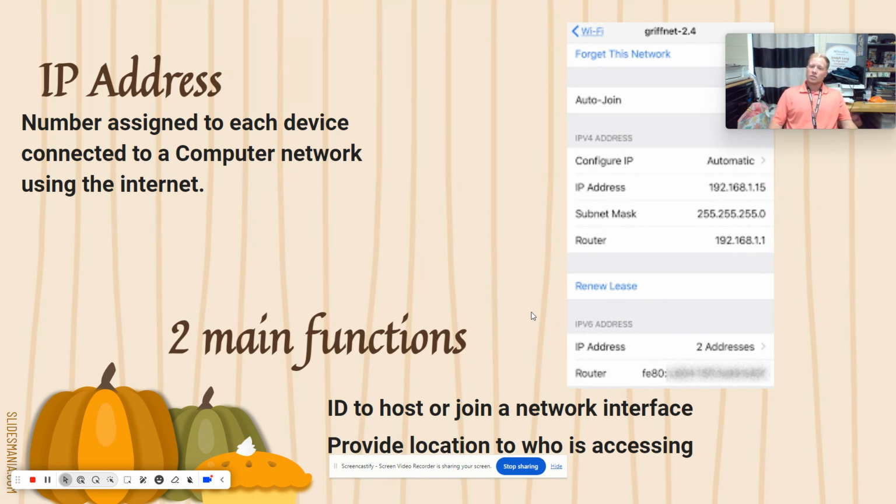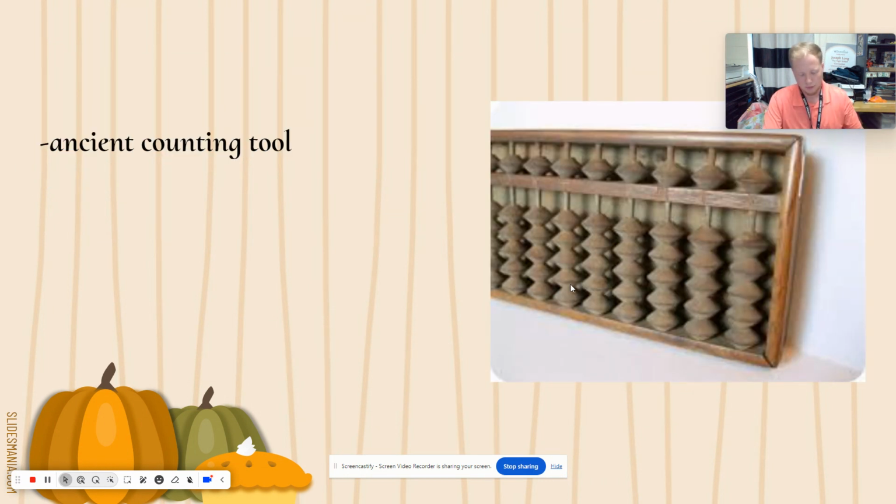The two main functions of an IP address are right here: so that you can join a network interface, or to host one, host or join. You have to have that identity, as well as it provides a location of who is accessing, right? An IP address is generally what a hacker or even the police department could look up if they trace something back. They're going to trace it back to an IP address because it is that number associated to a specific device that joins a network.